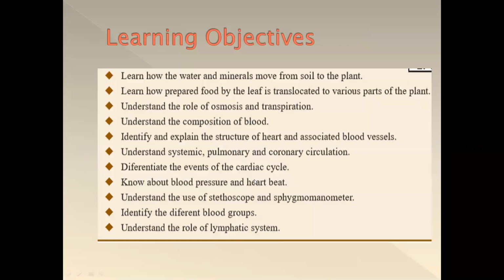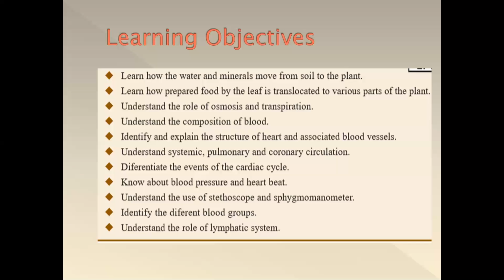In this lesson, we are going to learn how the water and minerals move from the soil to the plant, and how prepared food by the leaf is translocated to various parts of the plant. Translocated is nothing but transferring, okay? And to understand the role of osmosis, transpiration, the composition of the blood, to identify and explain the structures of the heart and associated blood vessels, and to understand the systemic, pulmonary and coronary circulation in animals. These all take place in animals.